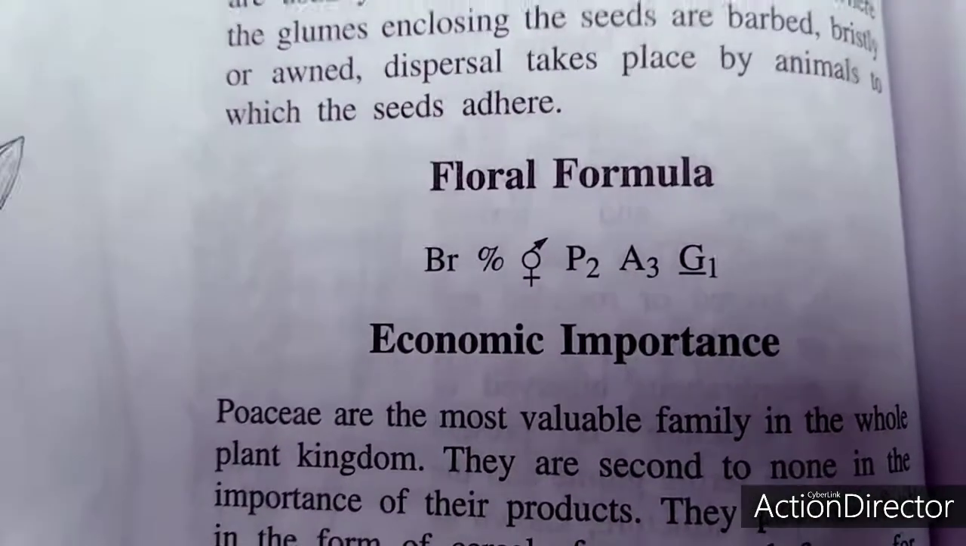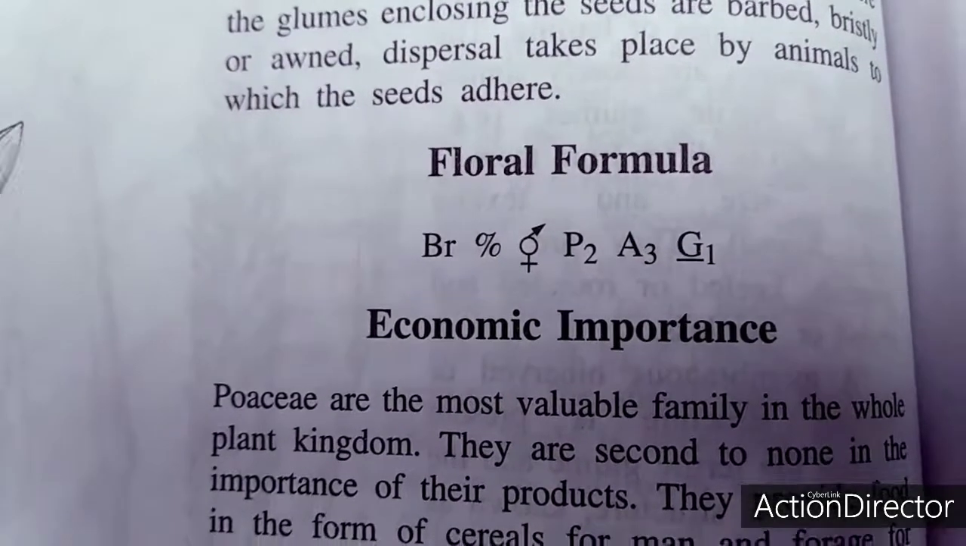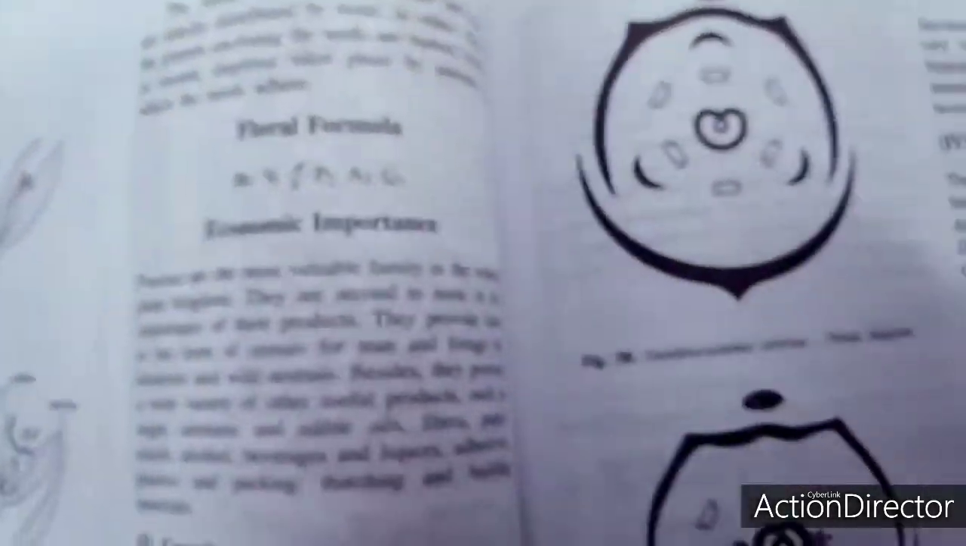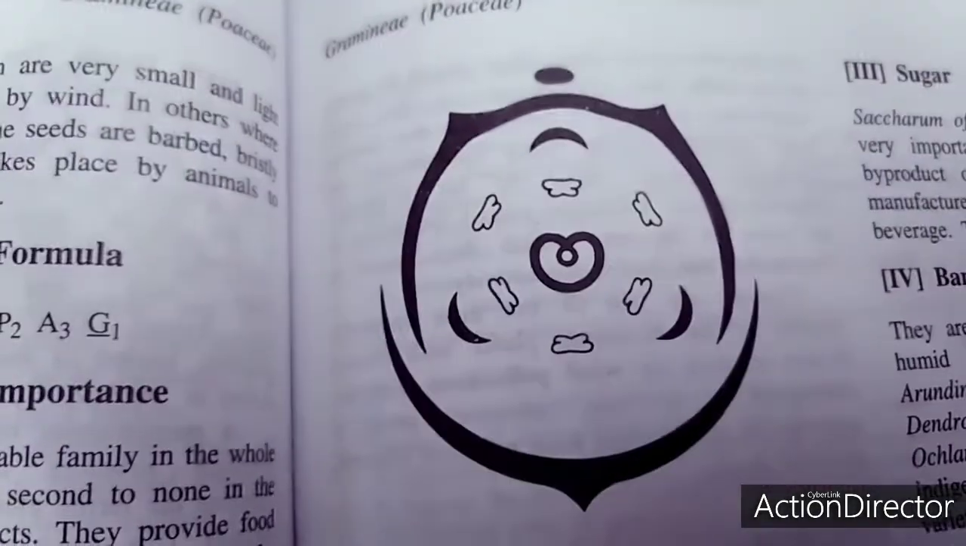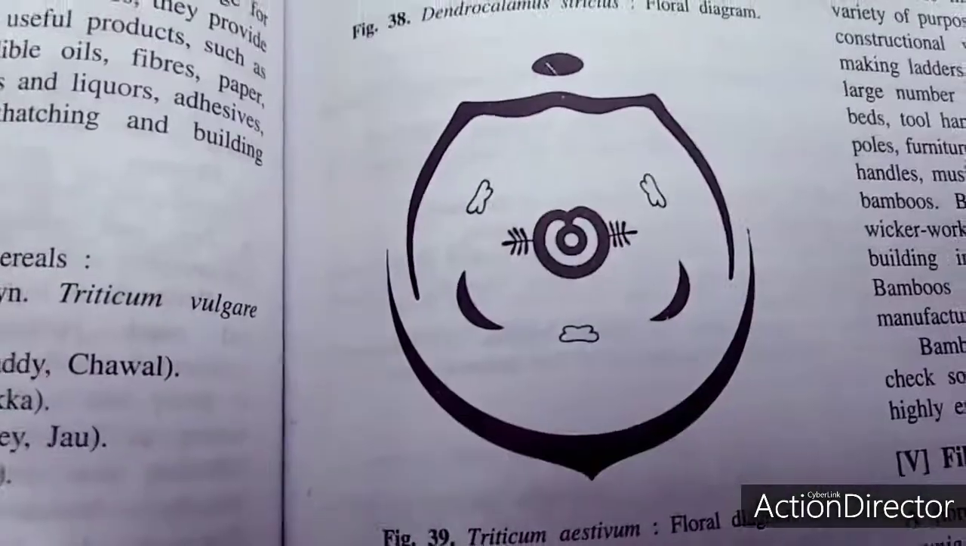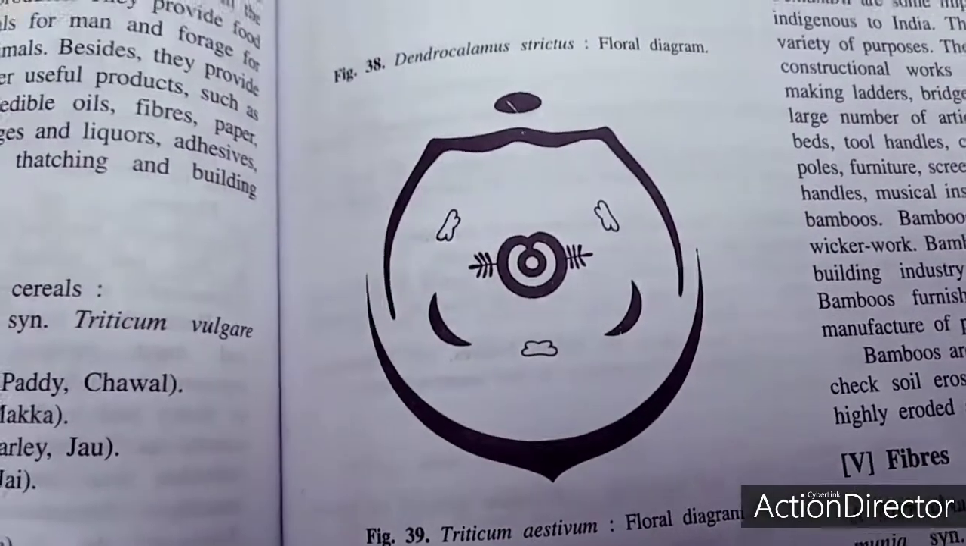Bracteate, zygomorphic, hermaphrodite, P2, perianth, A3, G1, superior ovary is there. But as I just talked about, this is a floral diagram of Dendrocalamus, and on the basis of the floral diagram and the floral formula, Triticum aestivum's floral formula is there.